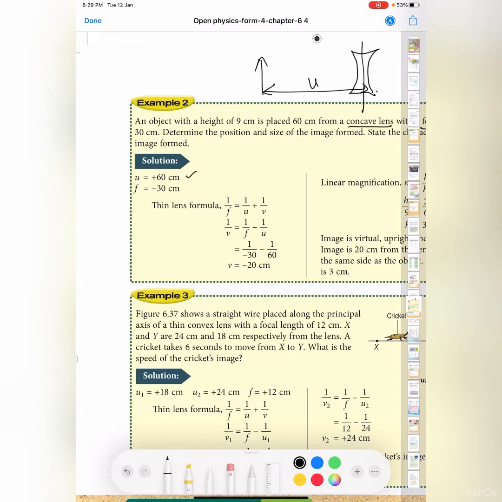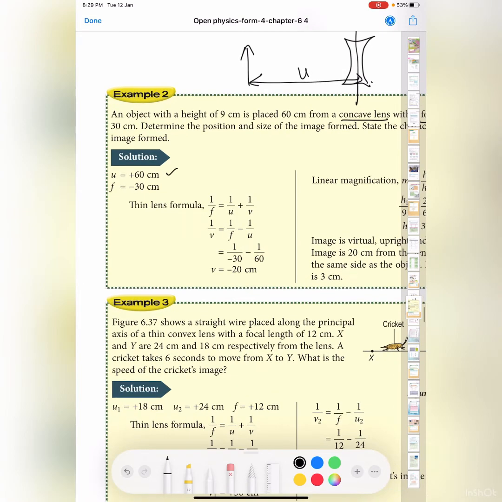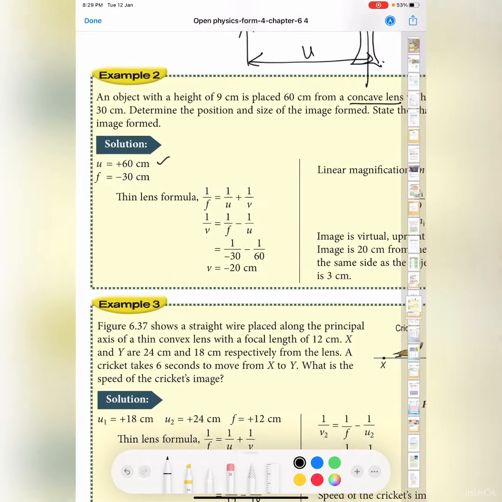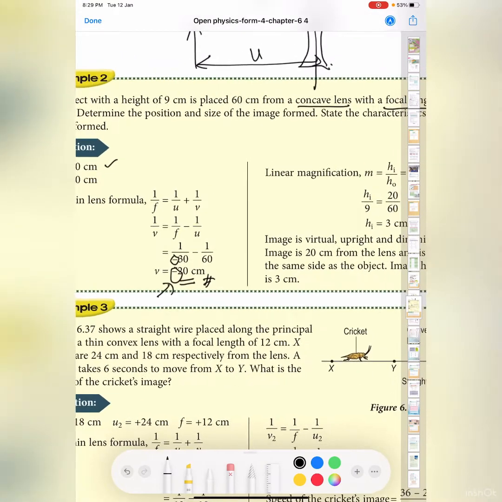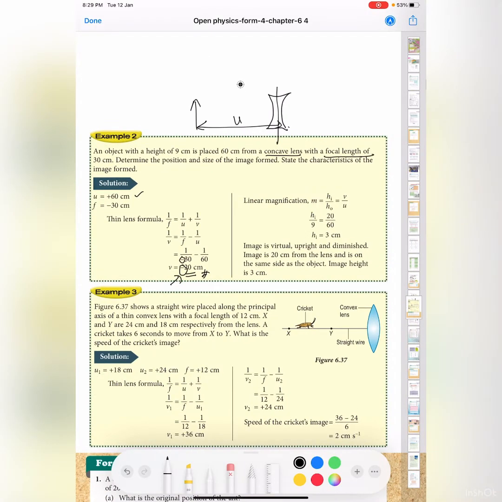So in the thin lens formula, looking for the image, we make v the subject. Rearrange everything and you will get 1 over f minus 1 over u. Remember to put the negative sign for the f value, so minus 1 over 60, and your v is negative 20 cm. And again, you have to refer to the rules: what does the negative value indicate?